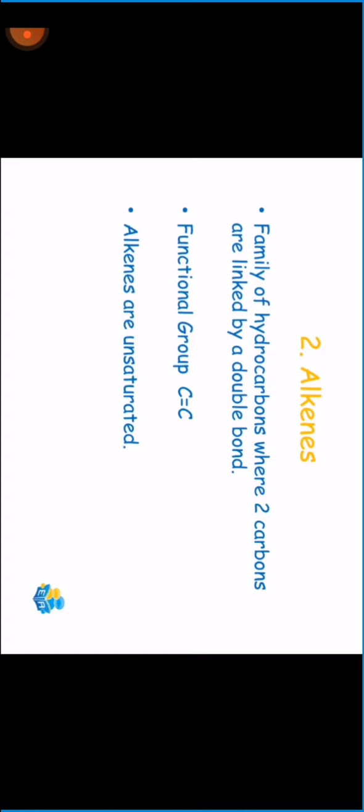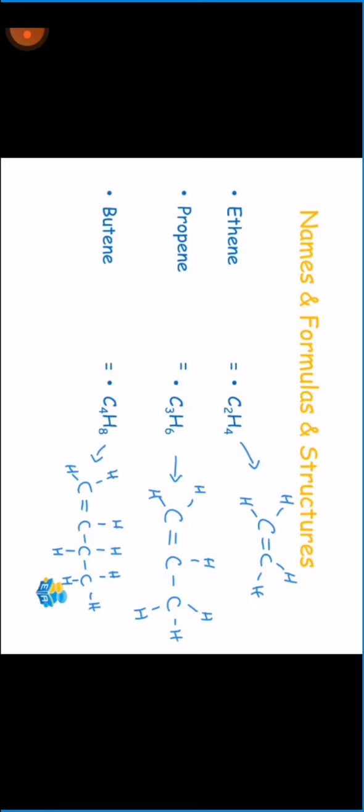So alkenes are a family of hydrocarbons where two carbons are linked by a double bond. So the functional group is C double bond C, and these are now unsaturated. If you remember from our alkanes video, we said alkanes were saturated because they just had single bonds present, but alkenes have a double bond, so that makes them unsaturated. And the key part here is the E in alkenes. So for alkenes, some sample names, formulas and structures.